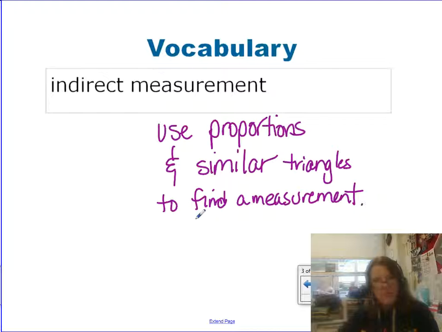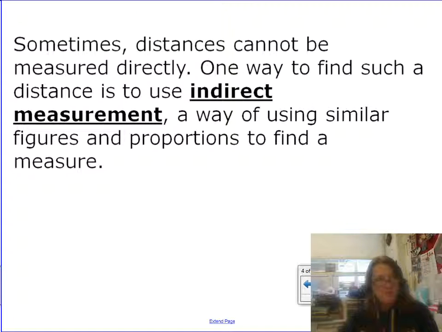The height of a flagpole, the height of a monument, the height of a tree. Those are most of the examples that we'll run into. Or the distance across something where the terrain is very rugged. These are all ways we can do it mathematically without having to get all dirty and hands-on. Okay, so here we go.